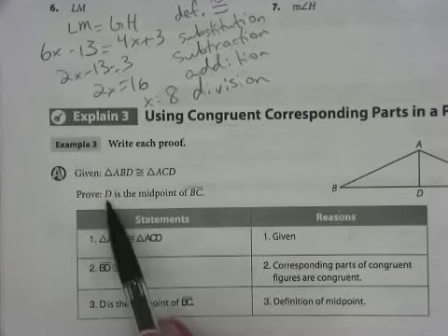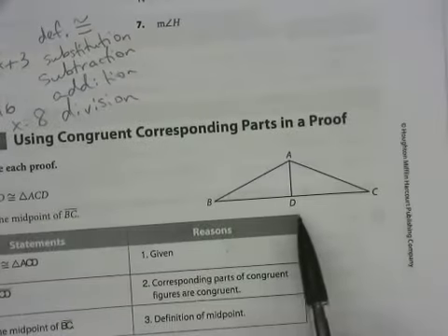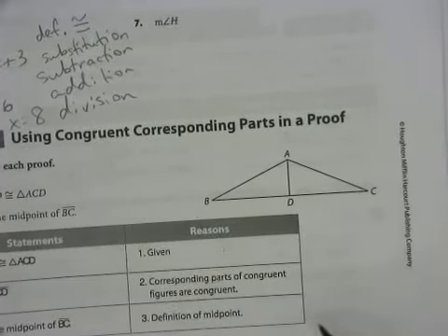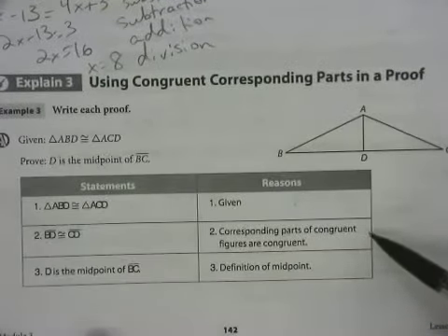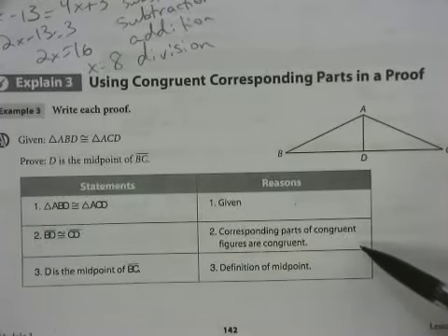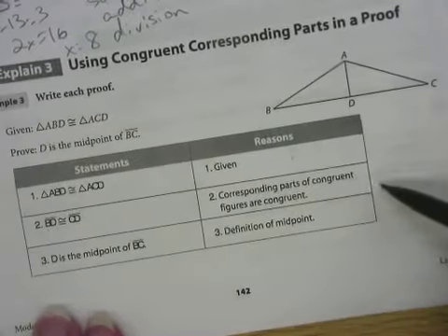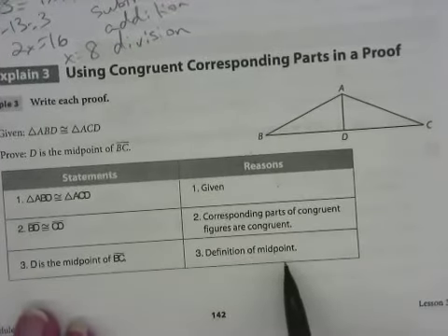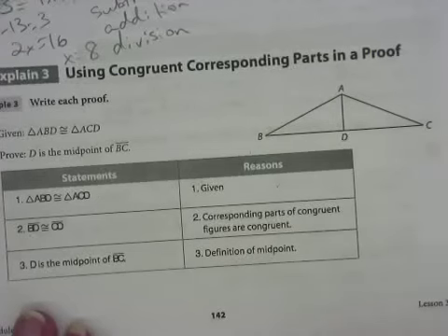And then I'm going from there to stating that BD is congruent to CD. Because since I'm trying to prove that D is the midpoint of BC, it would be nice if I knew that these segments were equal to each other, or congruent to each other. And the reason why BD is congruent to CD is because they're corresponding parts of congruent figures. That's also known as a definition for congruent figures, so that's why you saw me use that here. And then finally, D is the midpoint of segment BC because of the definition of midpoint. And there's your first formal geometric proof.